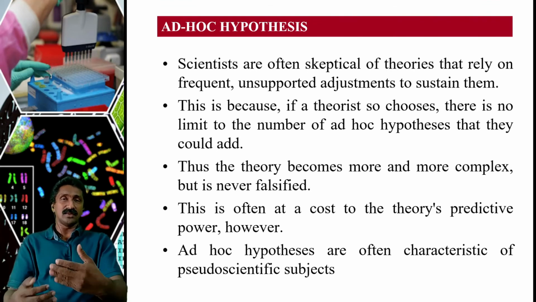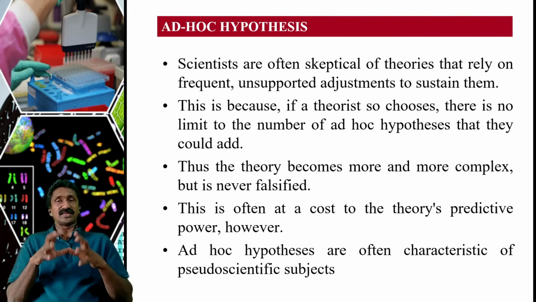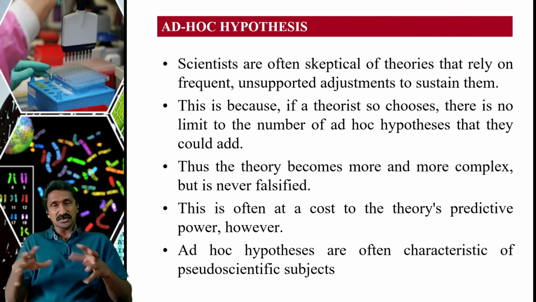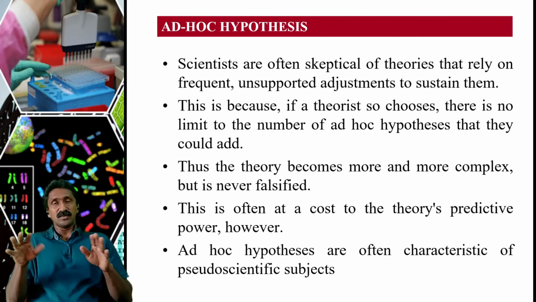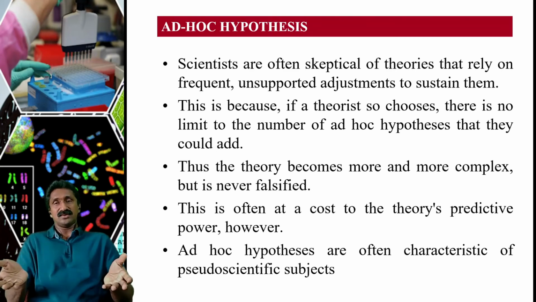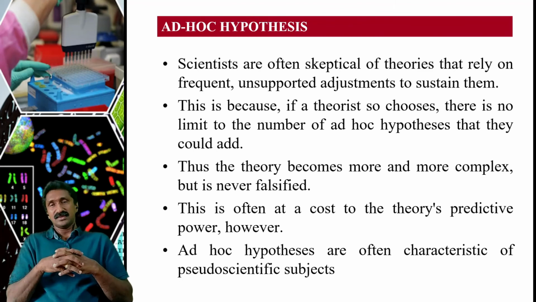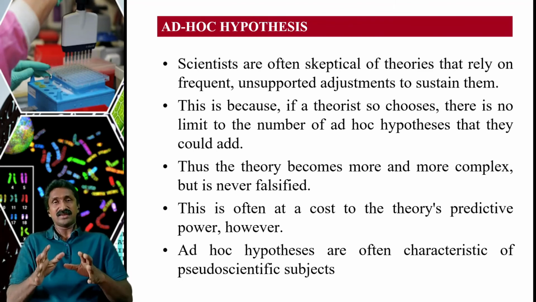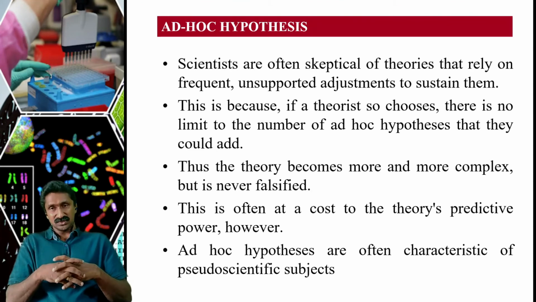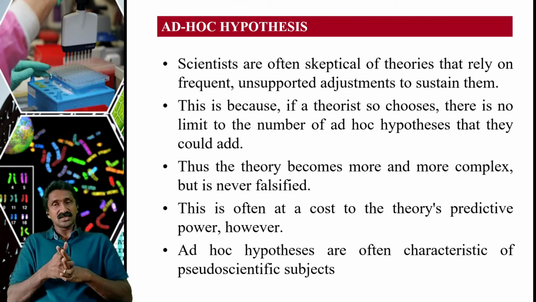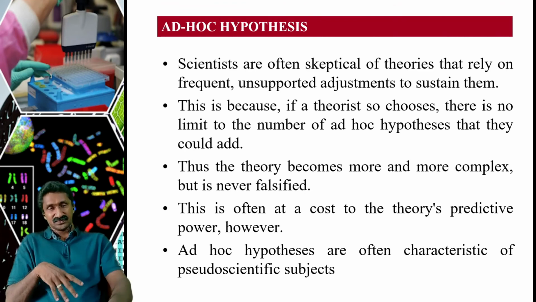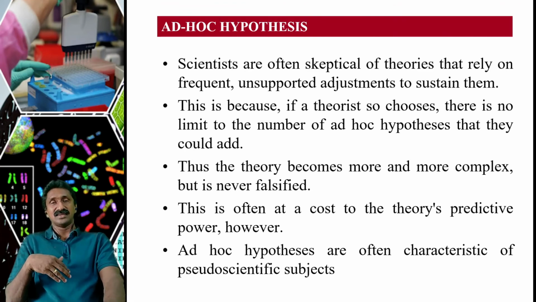Whatever proofs are raised against that theory, you will support your theory further and further by additional points, additional hypotheses. This is often at the cost of the theory's predictive power because you are adding more and more exceptions. So your theory's actual predictive power will be diminished. At a stage where further ad hoc hypotheses are not possible, only then will your theory be rejected. So until then, theories can be supported with ad hoc hypotheses. Ad hoc hypotheses are often characteristic of pseudoscientific subjects because they always try to prevent falsification.